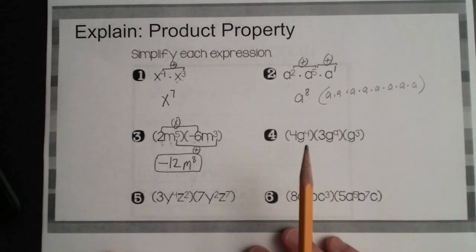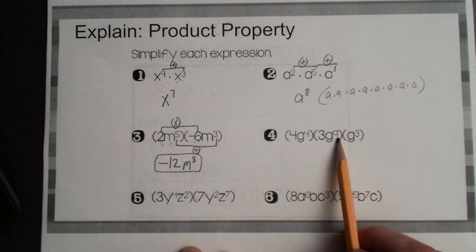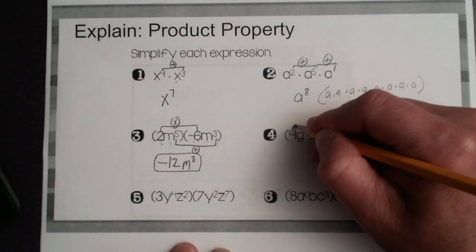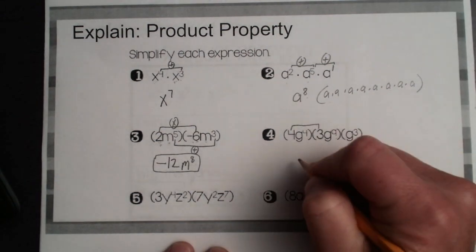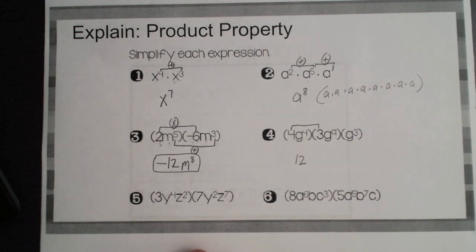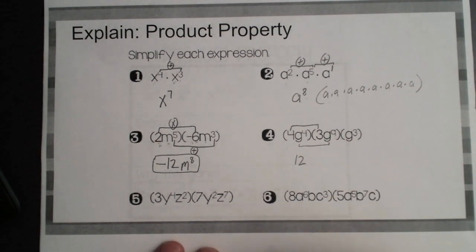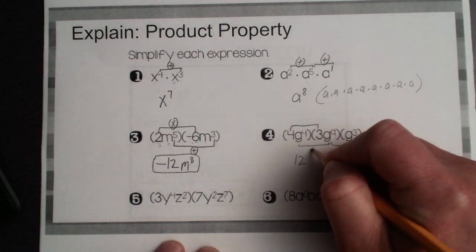They're becoming a little bit larger. Let's see, you got 4g to the 4th, 3g to the 9th, and then g to the 3rd. So again, you have two coefficients, so you're just going to multiply those regularly. That's 12. Now you have g to the 4th, g to the 9th, and then g to the 3rd. You're going to add these.